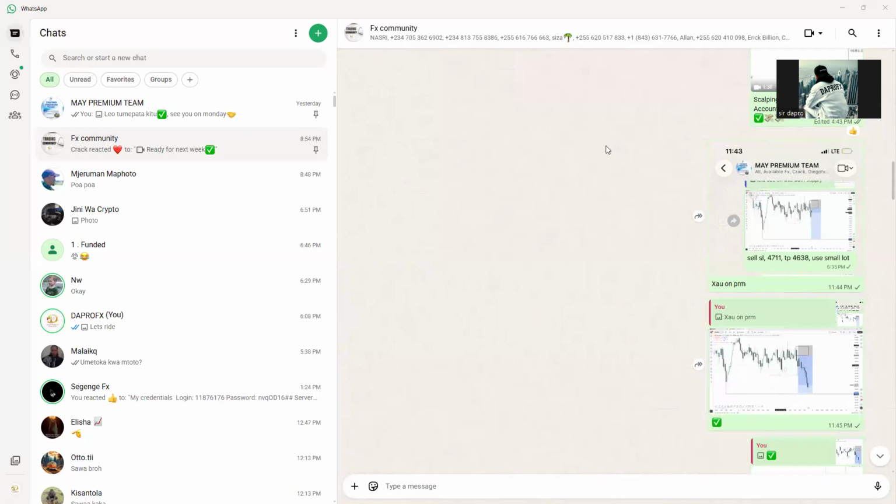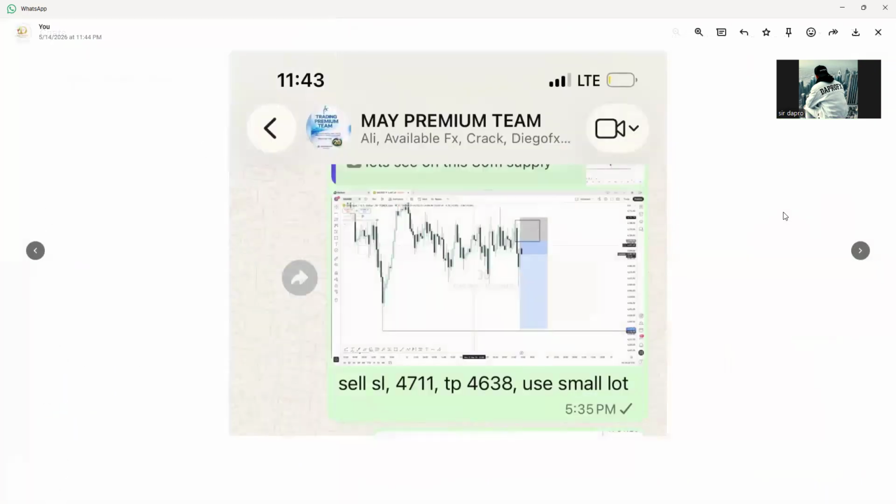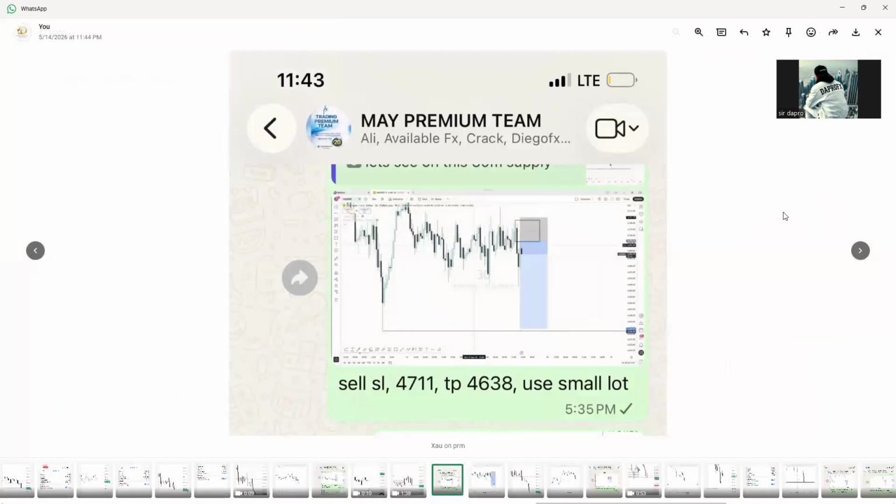Okay, let us continue with top-down analysis from next week. Let's review last week. Last week, we took some trades on Goldie. I think it was Friday.